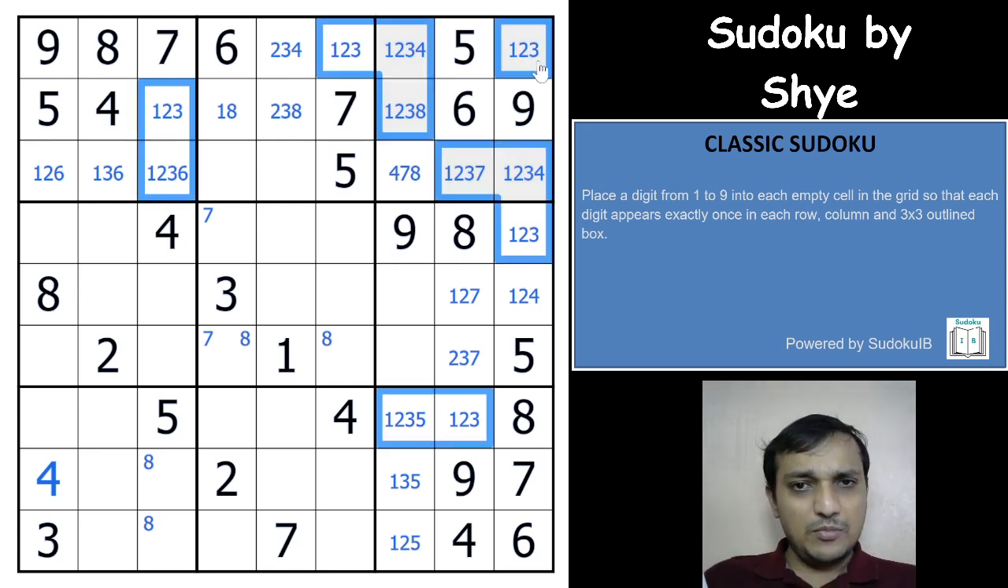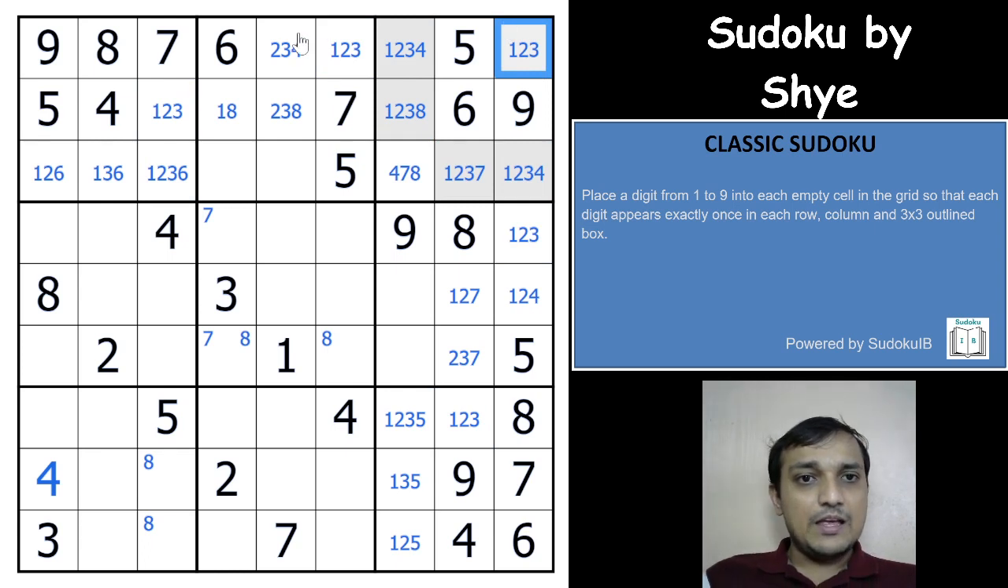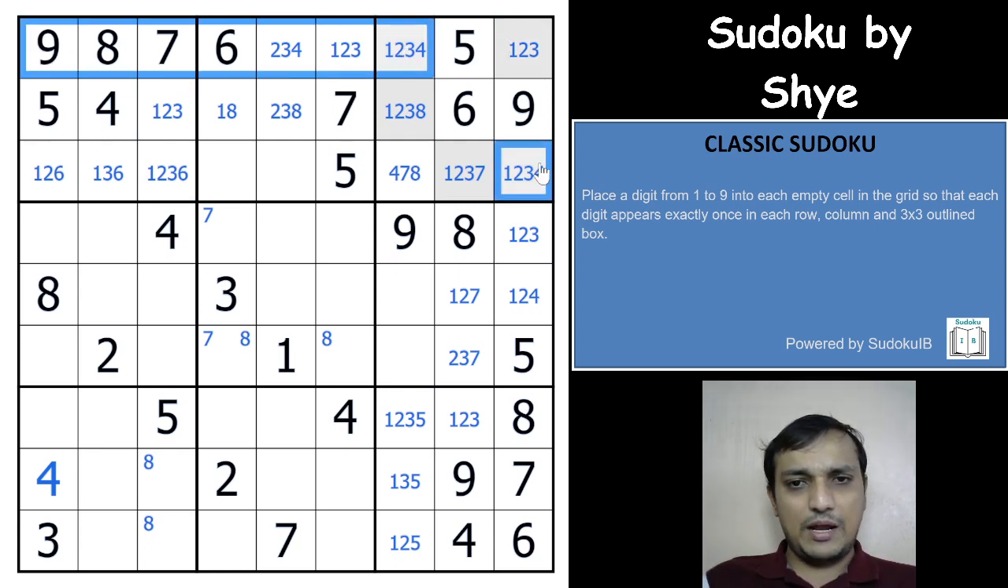So the moment you eliminate a 4 from this cell, now if you see row 1 and column 9, where can a 4 be? 4 is in one of these two cells, right?